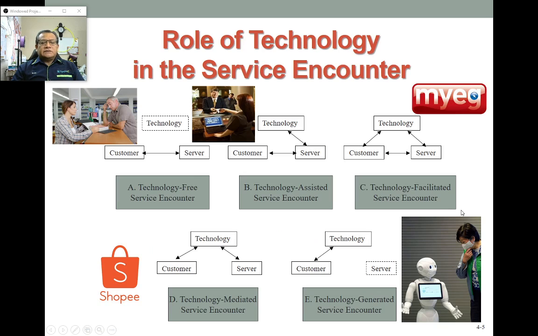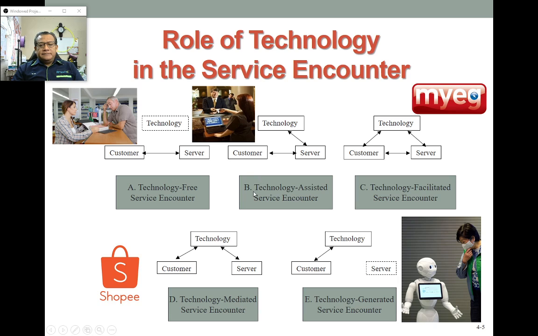Let's take a look at the role of technology in service encounter. Namely, there are 5 types of role of technology in service encounter. The first one is type A, technology-free service encounter. This could be explained as the customer dealing directly with the company representative or the company employee. For example, this customer is giving feedback or expressing frustration over the purchased product to the Shopee employee. So it is over the counter. In this interaction, it is only between customer and server. It does not involve technology.